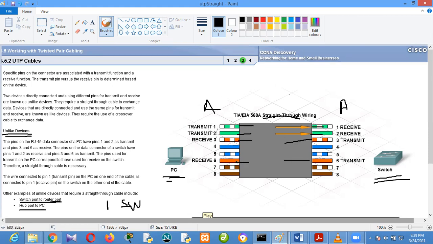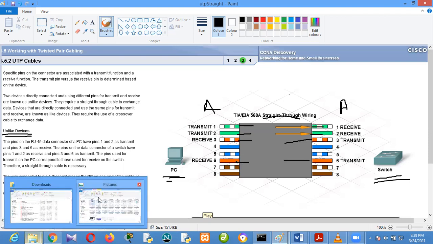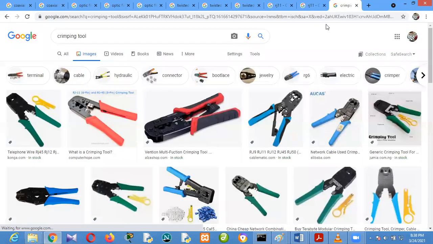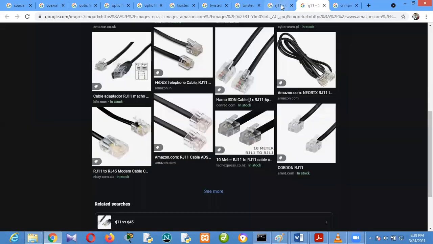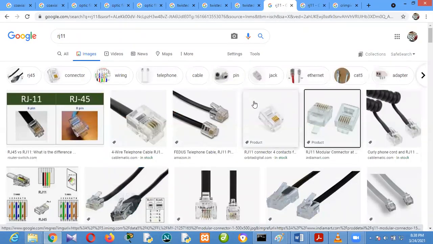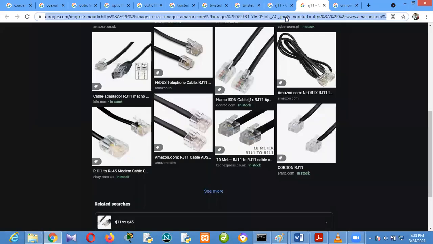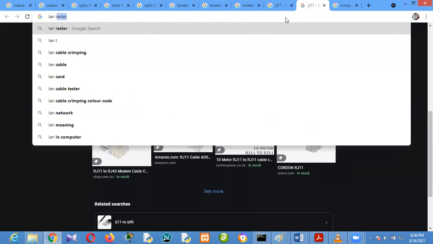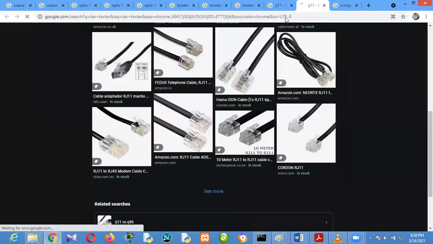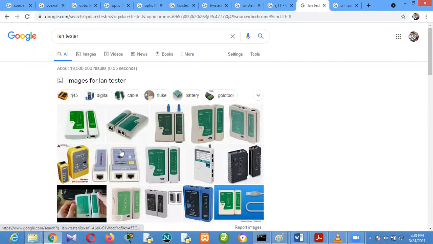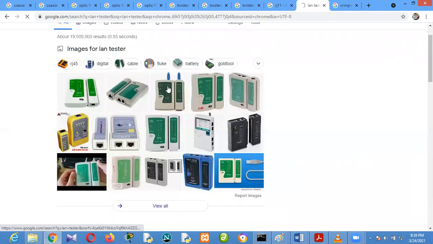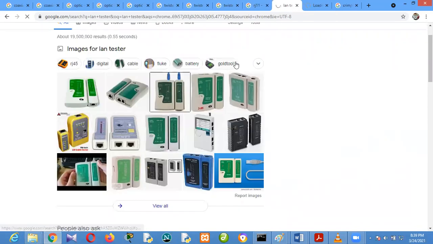Now, when you terminate your cable, you will need to test it to be sure that it is well terminated. You test it with equipment we call a LAN tester. So this is a LAN tester, this is an image of a LAN tester. In a LAN tester, when you want to test your cable to be sure that it's fine, you put one end of the cable here.